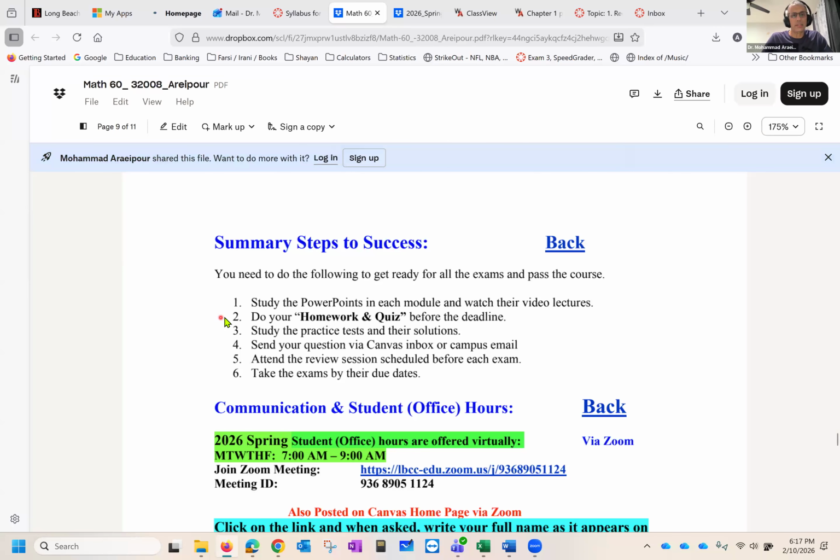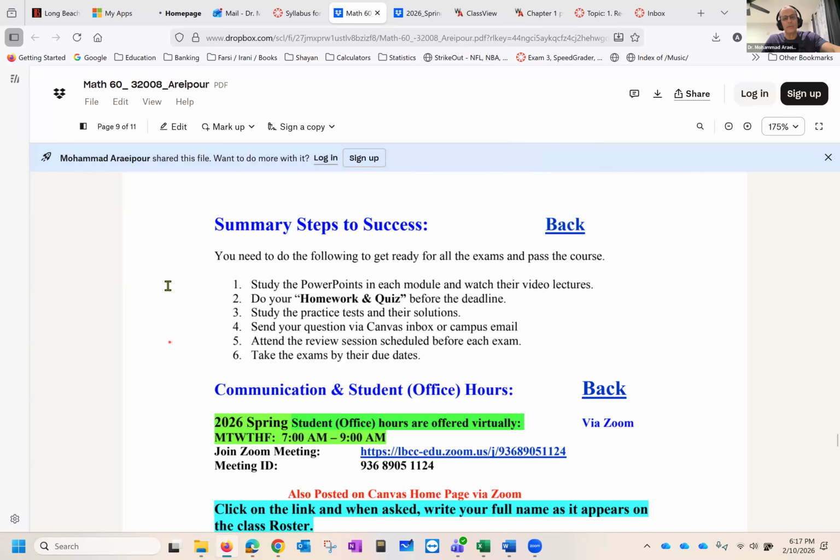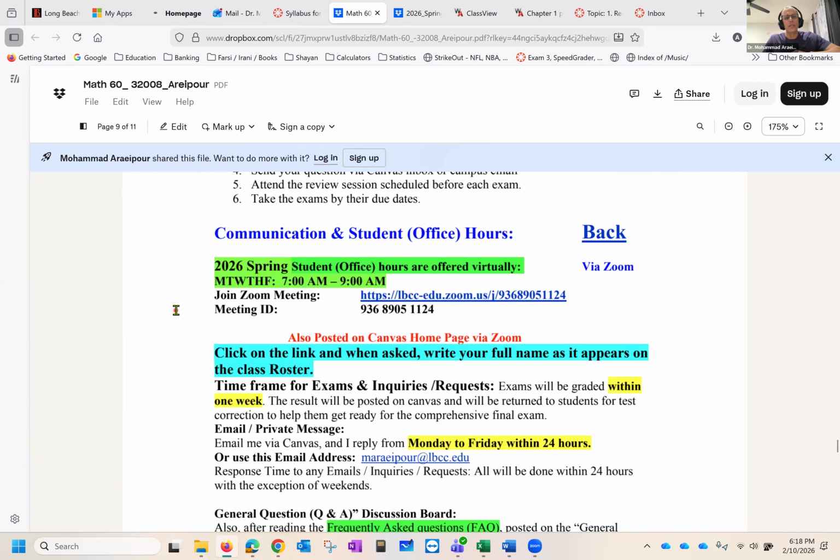Summary steps to success. Study the PowerPoints in each module and watch their video lectures. Do your homework and quiz before the deadline. Study the practice test and their solutions. Send any question via Canvas inbox or Canvas email. Attend the review sessions scheduled before each exam. Take the exam by their due date. And here are the office hours. As mentioned before, you can find them at the bottom of the homepage of Canvas, as well as right here.